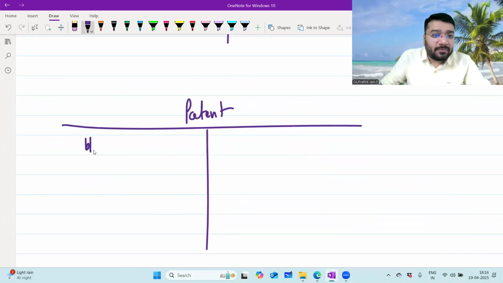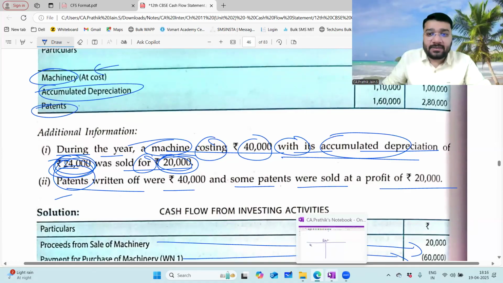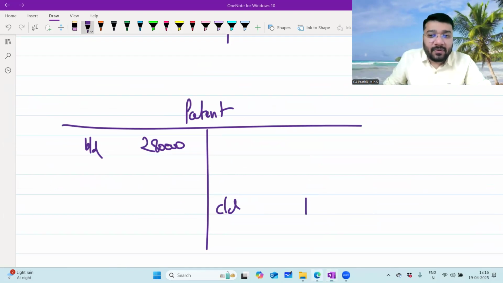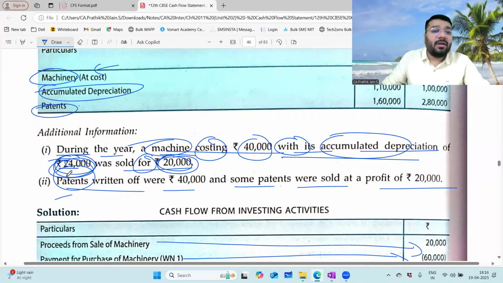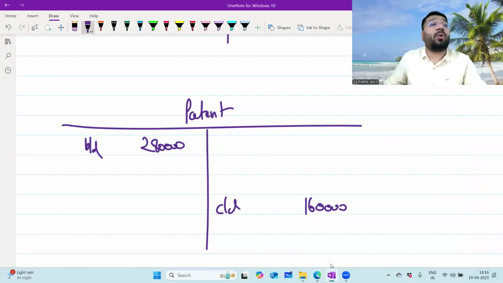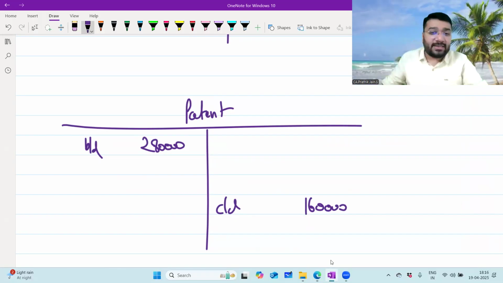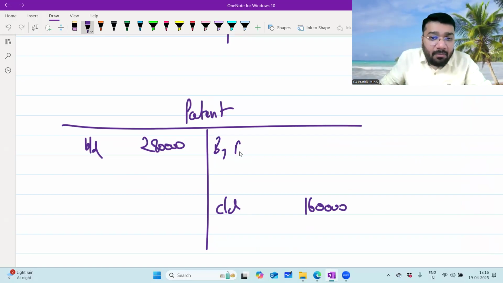Opening balance, please. 2,80,000. Okay. Closing balance, please. 1,60,000. Okay. Now, patent written off 40,000. Patent written off during the year is 40,000. Patent written off means amortization. What is the entry? Amortization account debit to patent. In patent account, by amortization, 40,000.